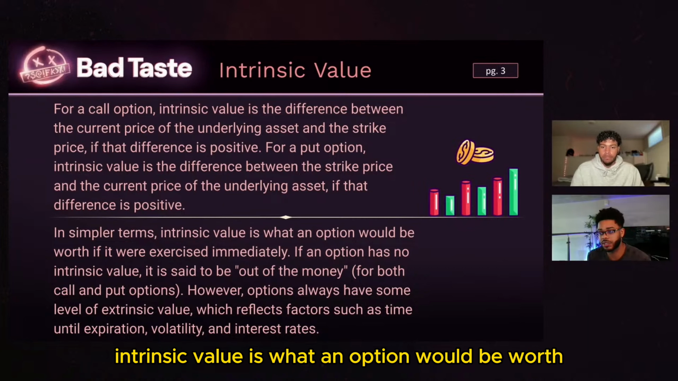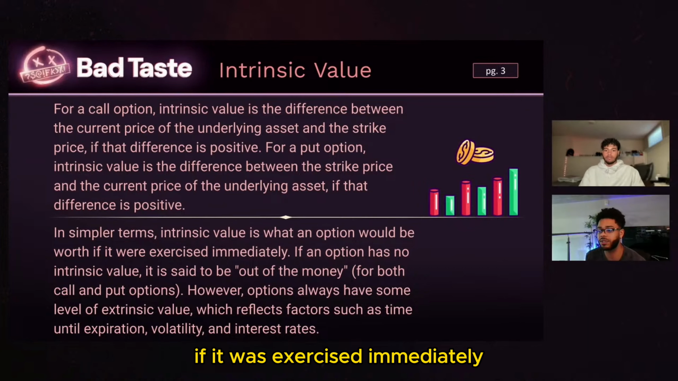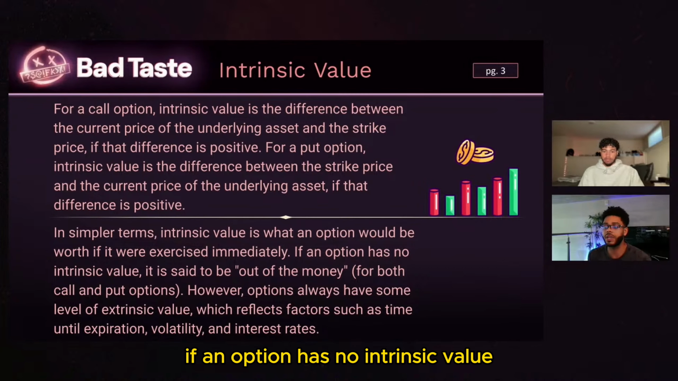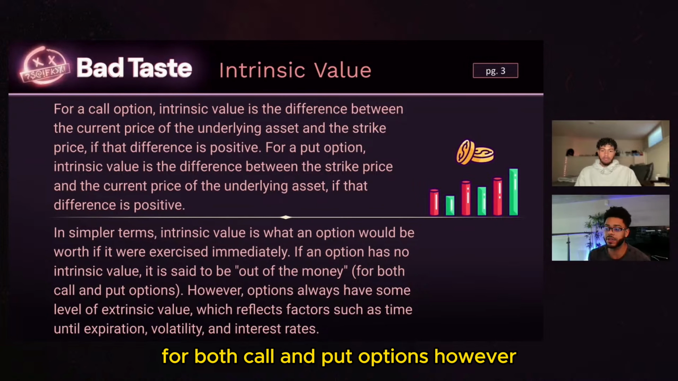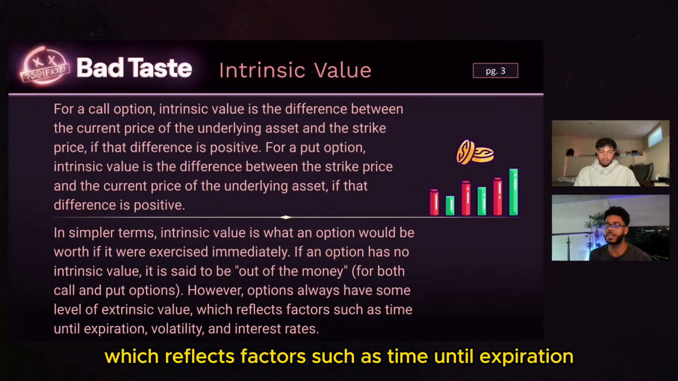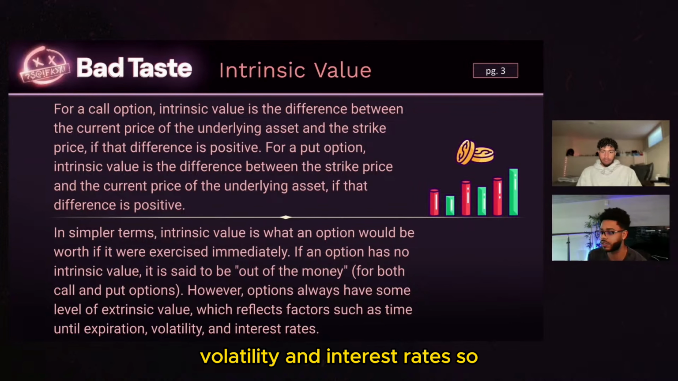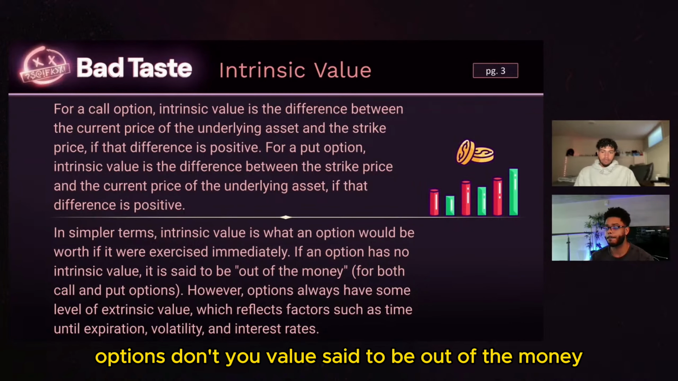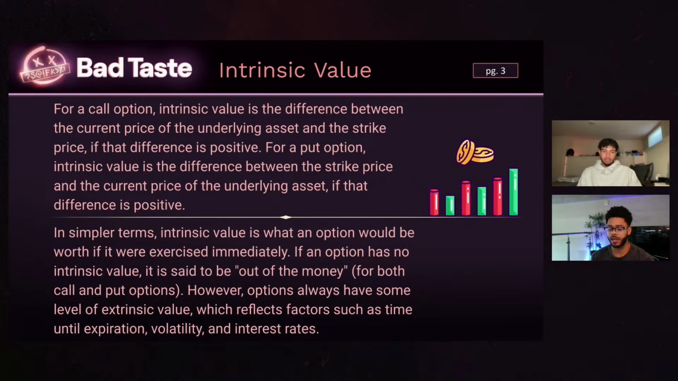So in simple terms, intrinsic value is what an option would be worth if it was exercised immediately. If an option has no intrinsic value, it is said to be out of the money, for both call and put options. However, options always have some level of extrinsic value, which reflects factors such as time until expiration, volatility, and interest rates. So if an option has no intrinsic value, it's said to be out of the money. And it makes sense.